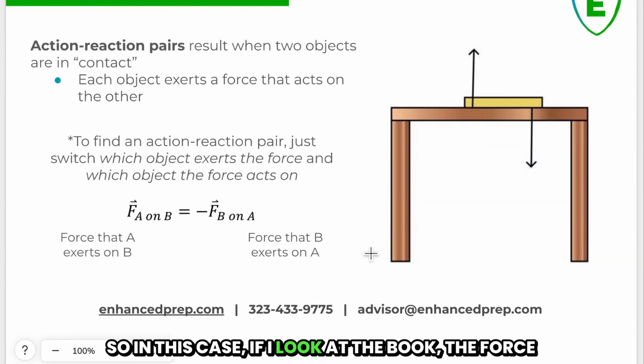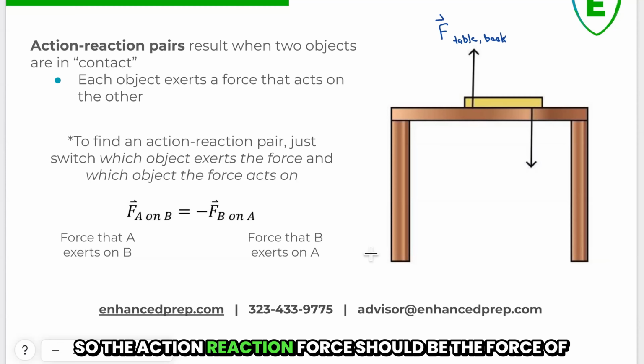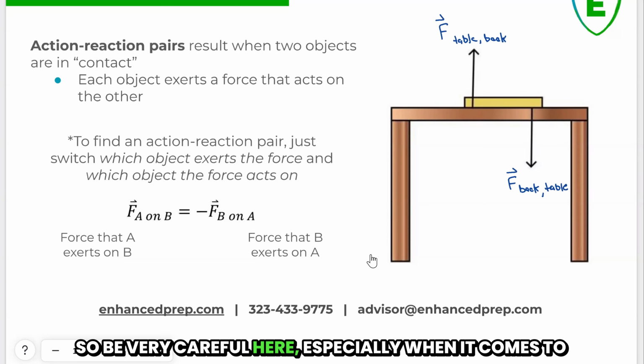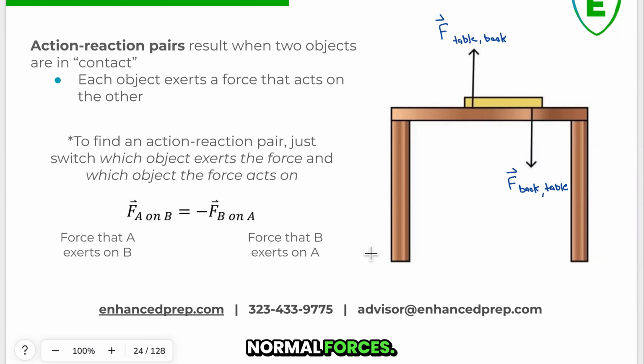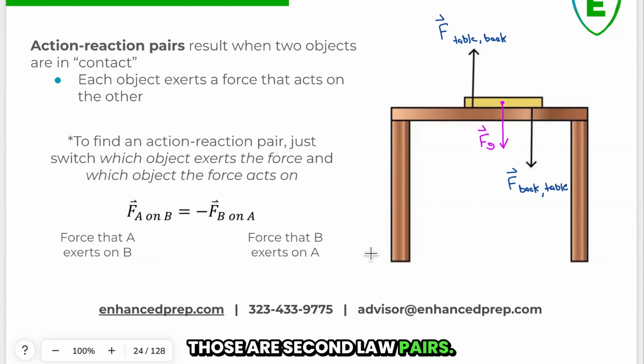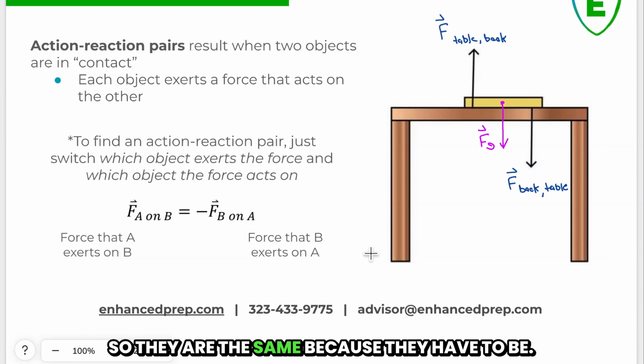So in this case, if I look at the book, the force pointing upward is the force that the table exerts on the book. So the action reaction force should be the force of the book on the table. So be very careful here, especially when it comes to normal forces. The gravitational force is not an action reaction pair with a normal force. Okay, those are second law pairs. They cancel each other out because the object is not moving. So they are the same because they have to be.